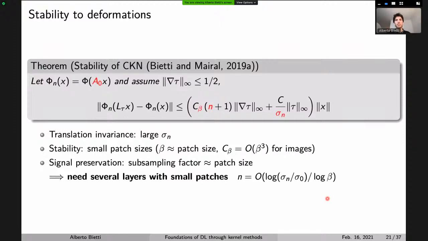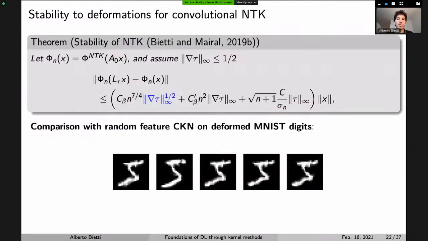Okay, thanks. Cool. The illustration comes later. You can also do the same for the convolutional NTK. It's a bit more painful, and instead of having the norm of the deformation in the bound, you have the square root of the deformation. So it's a bit worse, at least for small sizes of deformations.